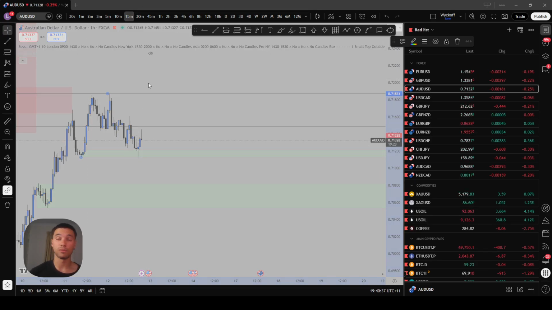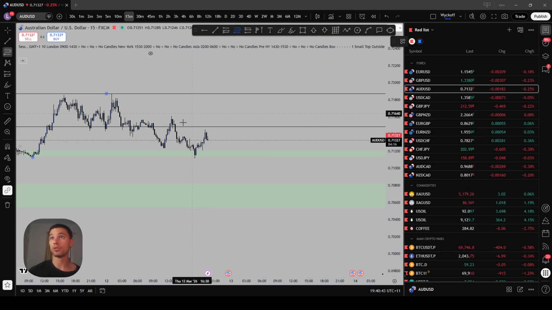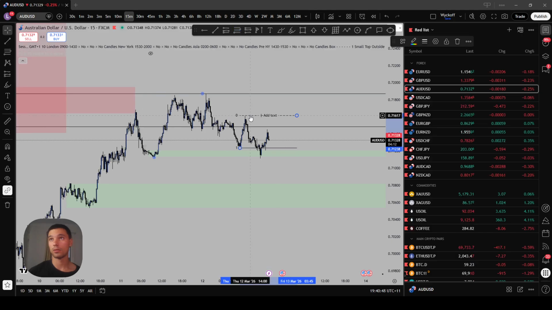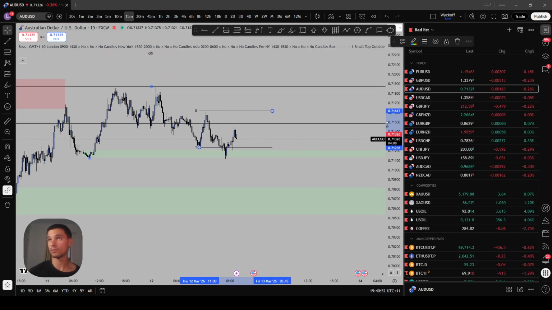So a low time frame accumulation scale could be on the cards here, given we have a nice return to zone, which is exactly what I am looking at here.